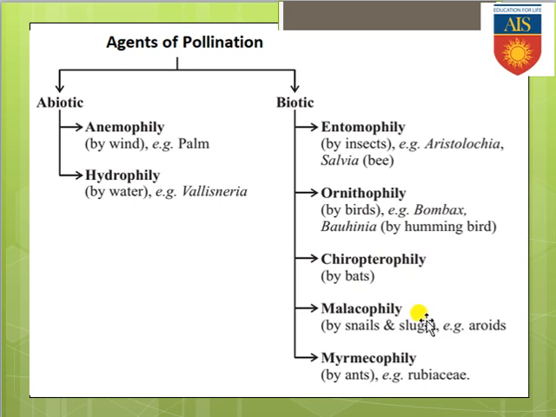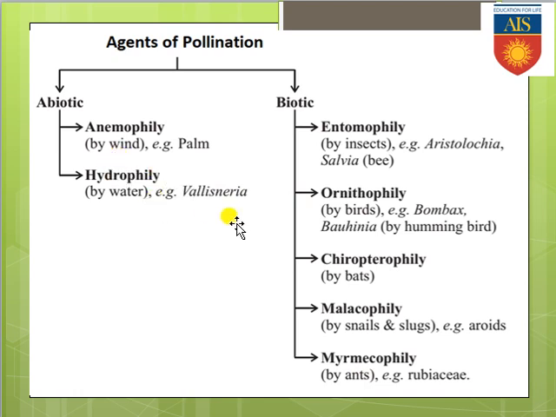Malacophily is such a kind of pollination where malacos, that means mollusk organisms, are helping in the pollination process. Those flowers which get pollinated by these malacos or mollusk organisms are known as malacophilous flowers. Next you can see myrmecophily. Myrmecophily is another type of pollination where ants are responsible for the pollination of the flower, and these kinds of flowers are commonly known as myrmecophilous flowers. So up to these specific portions we have just discussed.